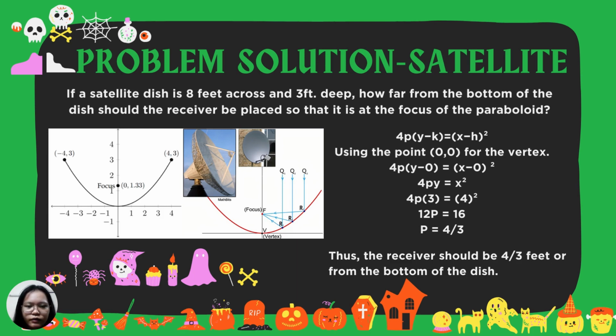So by using the formula, we substitute the coordinate into the equation. So we get 4p times 3 equals 4 squared. 12p equals 16. So p, the focus, is equal to 4 over 3, that is 1.33 feet. Thus the receiver should be 4 over 3 feet from the bottom of the dish. So that's an example of using the parabola in our daily life.